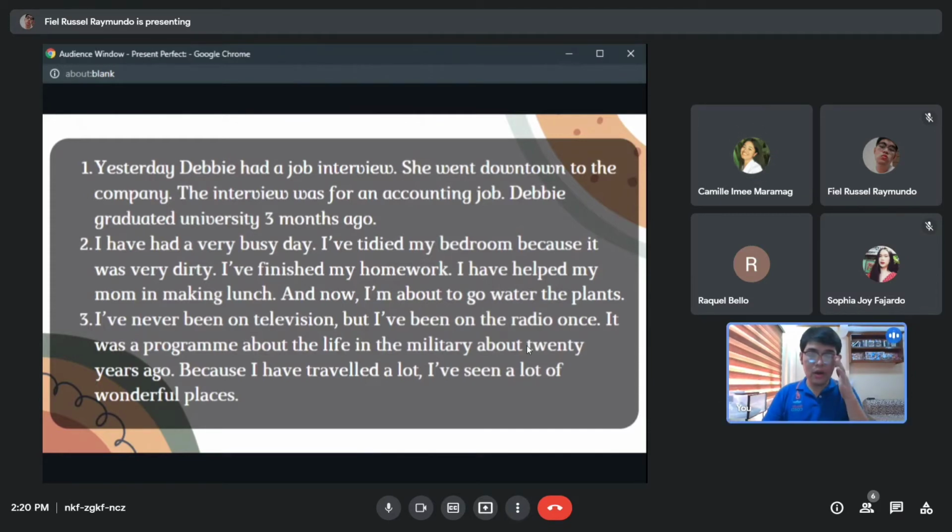Okay, very good. Once again, let me remind you that present perfect sentences imply or state that an action or event in the past persists, carries on, or still has some lingering effect or influence in the present. Very good. Number three, let's have Mark.